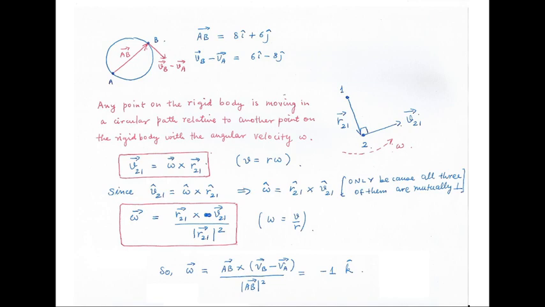So I'm going with the clockwise rotation here, which we know to be true because omega is a vector which points into the plane, right? And I know that because I've drawn AB and VB minus VA, assuming that the x-axis is towards right and y-axis is upwards. So omega is clockwise.